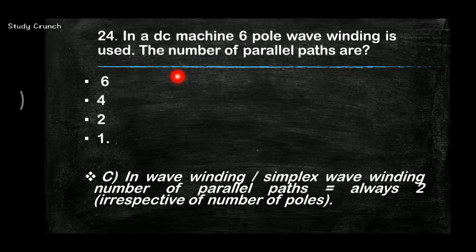Next, in a DC machine, 6-pole wave winding is used. The number of parallel paths are? Remember, in a wave winding or simplex winding, the number of parallel paths is always 2, irrespective of the number of poles. So the answer will be C, that is 2.